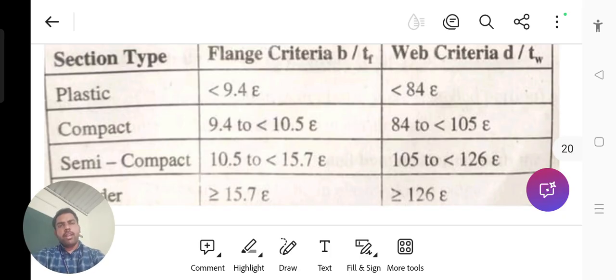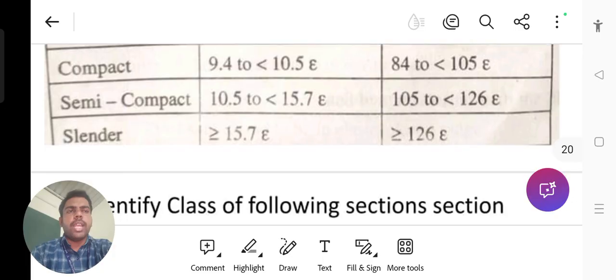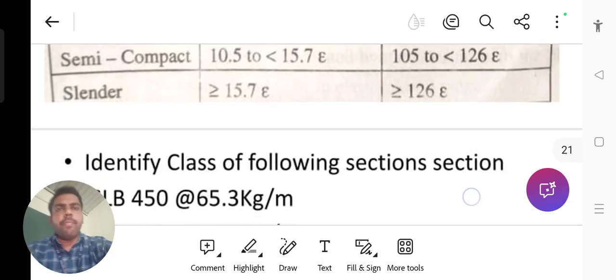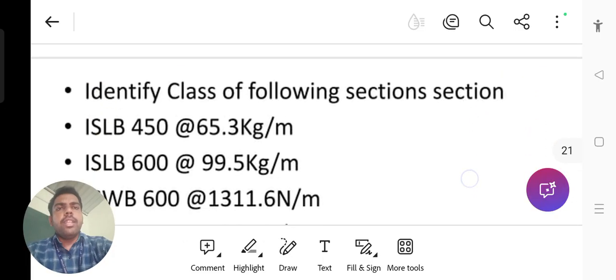Coming to semi-compact, 10.5 epsilon to 15.7 epsilon. Coming to the web criteria, 10.5 epsilon to 12.6 epsilon. More than this, it is converted into totally elastic, which is called a slender section. See, this is how to identify the following sections.